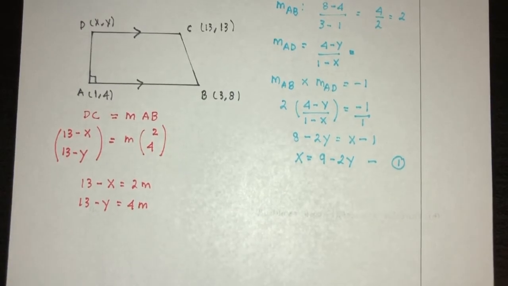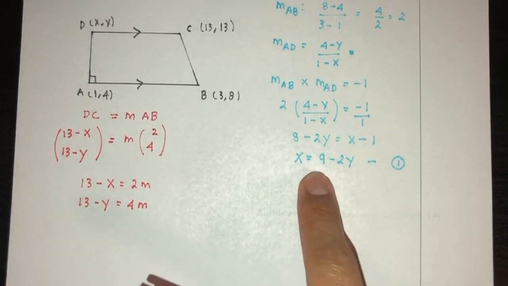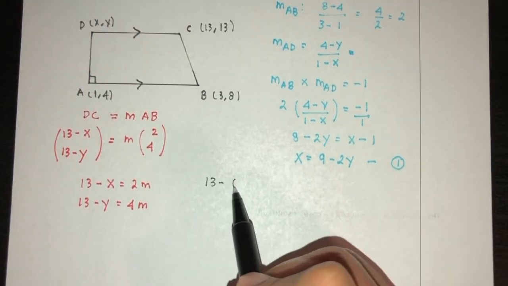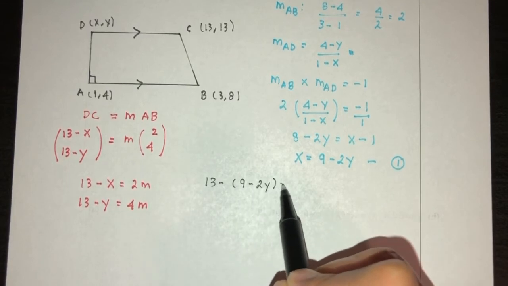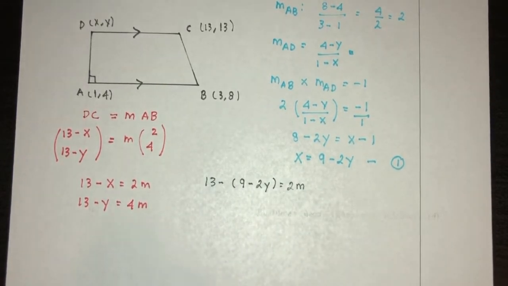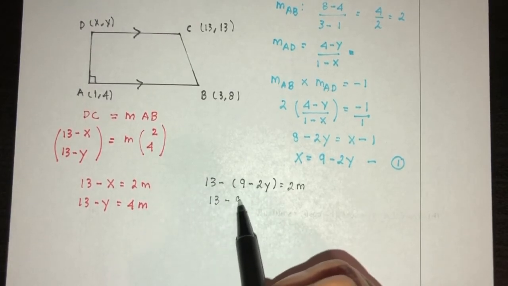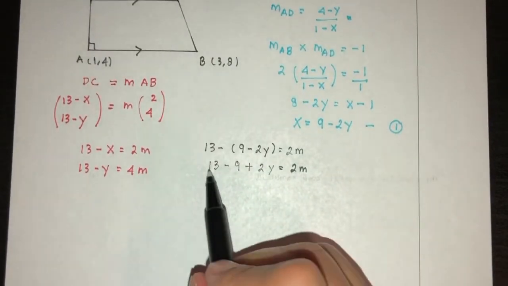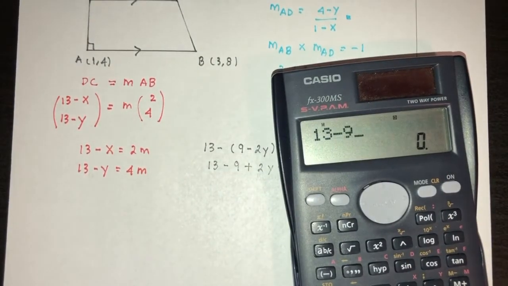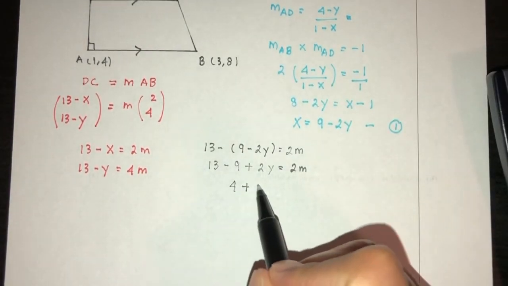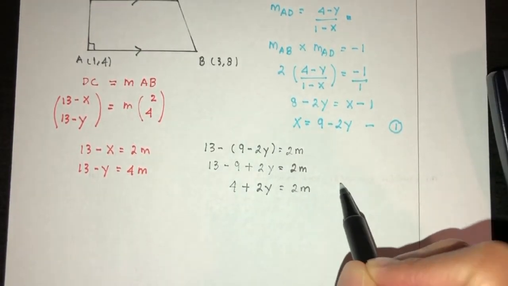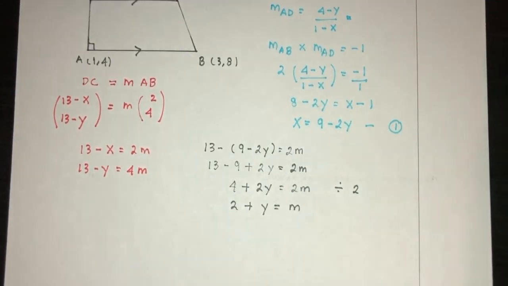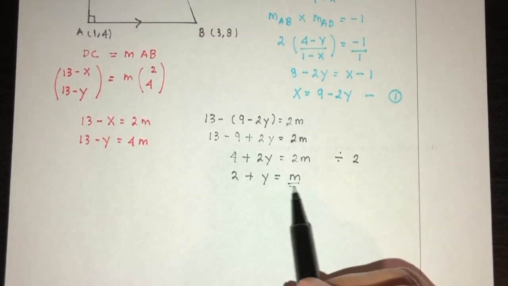Now what else do we have? So here we have something. Let's try to replace this in this. You will have 13 minus 9 plus 2y is equal to 2m. Now 13 minus 9 will be 4. Let's check. 4 plus 2y is equal to 2m. Divide by 2 everywhere, you will have 2 plus y is equal to m. So this is your equation for m in terms of y.